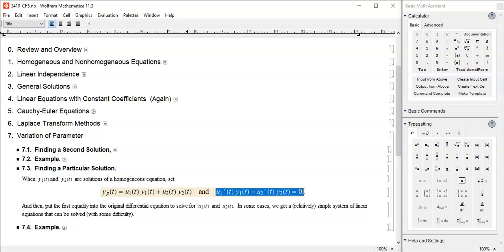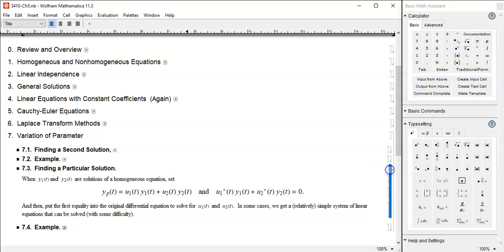Still, compared with the really large class of differential equations that cannot be solved at all by any kind of analytic means, if there's some method that works for many classes, that's good enough for me, and that's the strength of this variation of parameter. u1 y1 plus u2 y2 and this additional restriction put together, and we end up with a beautiful method.